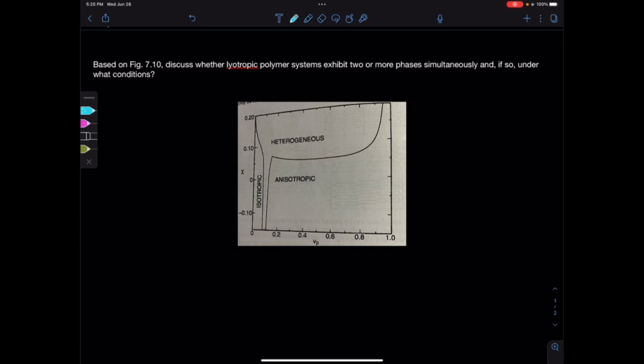At this point, we have all the three phases coexisting with each other, and that's the triple point, the anisotropic, and then there is some heterogeneous and isotropic. Heterogeneous is a biphase area where you find both isotropic and anisotropic polymers. So this is a triple point, and this corresponds to about 0.07 for the chi value.